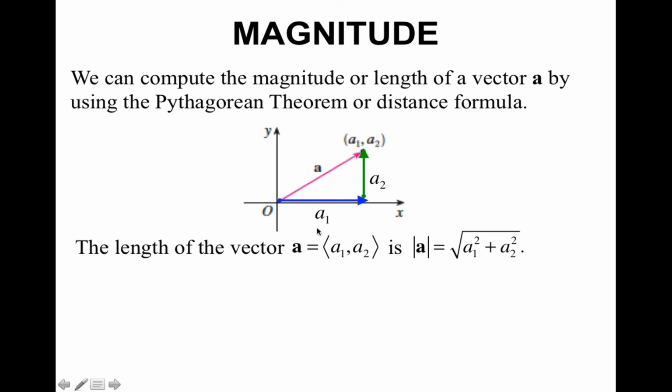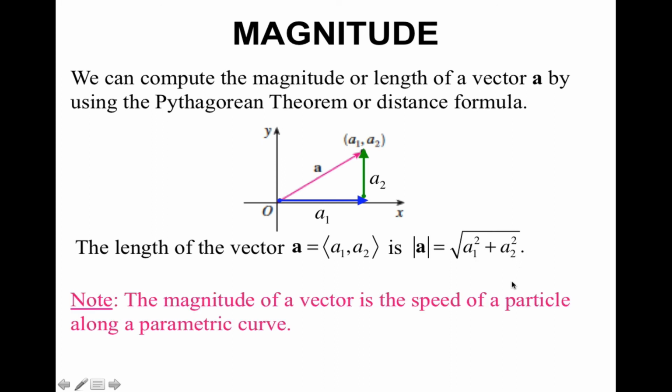So A sub 1 squared plus A sub 2 squared would have to equal A squared, and when I solve, I would get the following. Since magnitude represents length, it has to be positive, hence the positive square root of A sub 1 squared plus A sub 2 squared. Side note: the magnitude of a vector is known as the speed of a particle along a parametric curve. So if you're ever asked to find the speed of a parametric curve using vectors, you would use the magnitude.